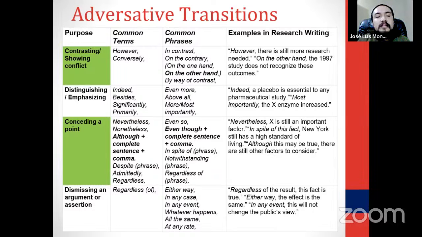Okay, then dismissing an argument or assertion. I'm just going to read: regardless of, either way, in any case, in any event. So dismissing an argument or assertion means it doesn't matter what you said. Regardless of that, we have to continue. Either way, okay, it happened, but anyways, we have to continue. In any case, we have to continue. In any event, whatever happens, all the same, at any rate, okay? All of those show the idea of dismissing something that happened, or yes, we understand that, or yes, it's clear now, let's go to the next part, okay?